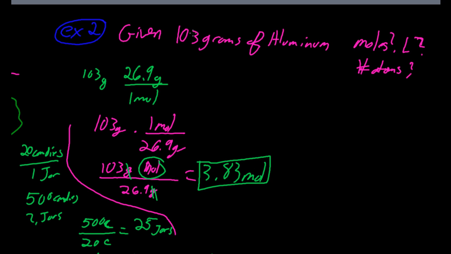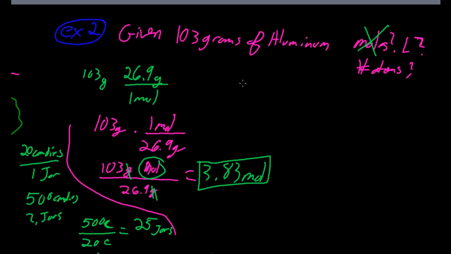There's 3.83 moles in 103 grams of aluminum. And these are equivalent. 103 grams is the same thing as 3.83 moles. It's important to understand that. Some students will think that this is just some completely random number that we're using, but these are the exact same things. We're just using two different units to describe them. So that's done. We'll go to liters now.